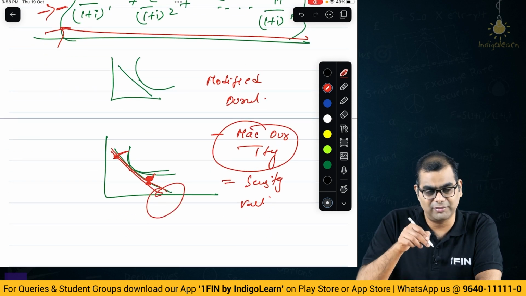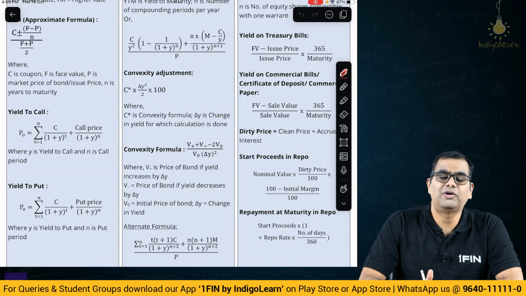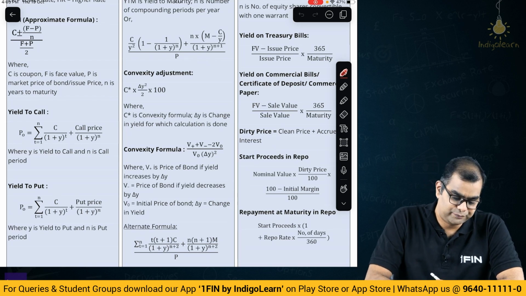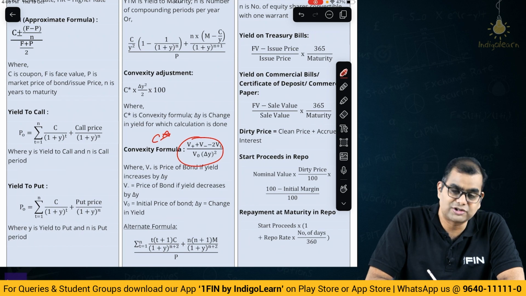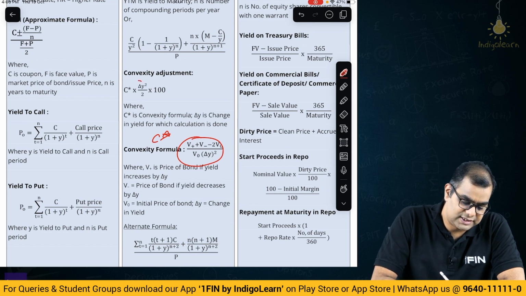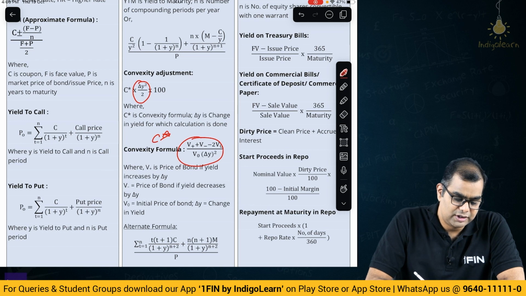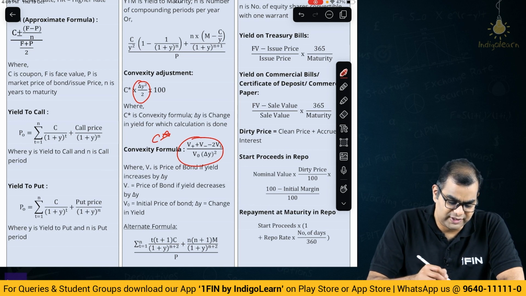What is this convexity formula? We will discuss. You have this formula where convexity is C star. C star is V plus, V minus, minus 2V0, divided by V0 into delta Y square, and this is C star. This C star is again multiplied by delta Y square by 2 into 100. Now, this is very complicated to understand from a formulaic perspective.